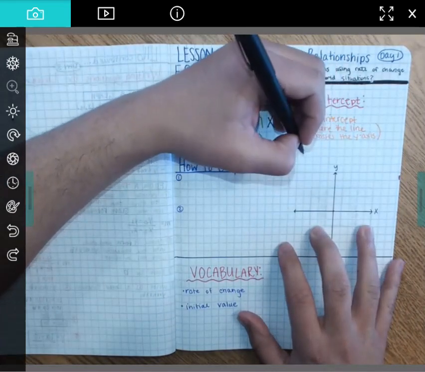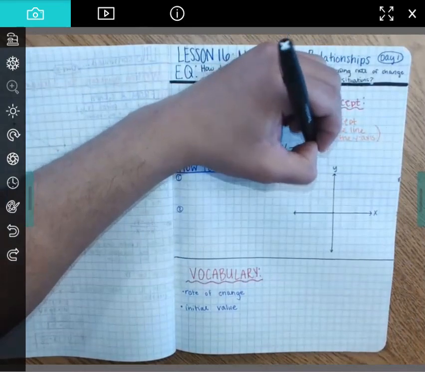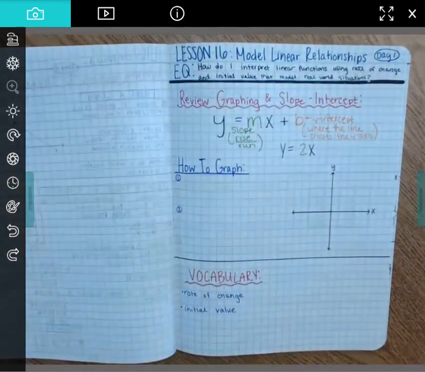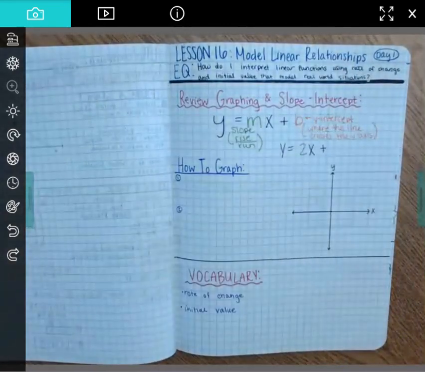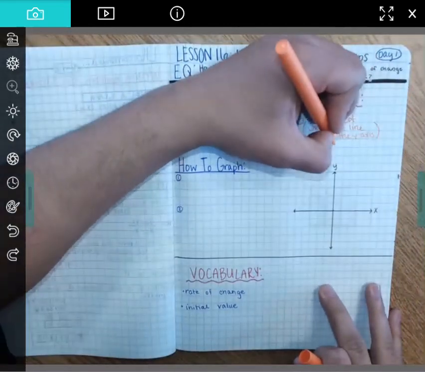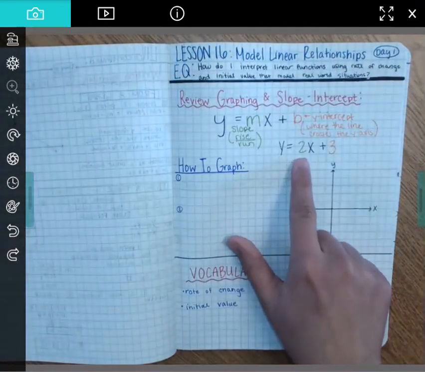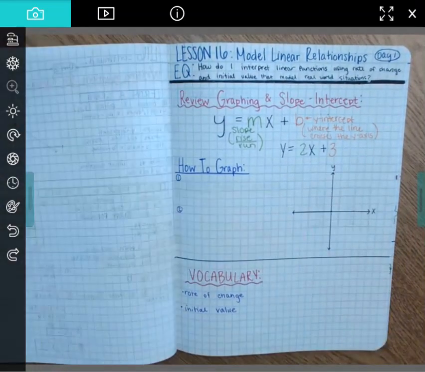Let's say we have the equation y equals 2x plus 3. Y equals 2x plus 3. So the numbers we're looking at are 2 for our slope, and 3 for our y-intercept.